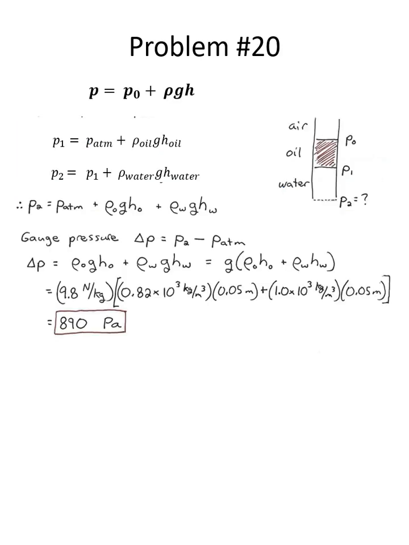Problem number 20. A vertical tube open at the top contains 5 centimeters of oil with density 0.82 grams per cubic centimeter, floating on 5 centimeters of water. Find the gauge pressure at the bottom of the tube. The gauge pressure is going to be the pressure that the water contributes plus the pressure that the oil contributes.